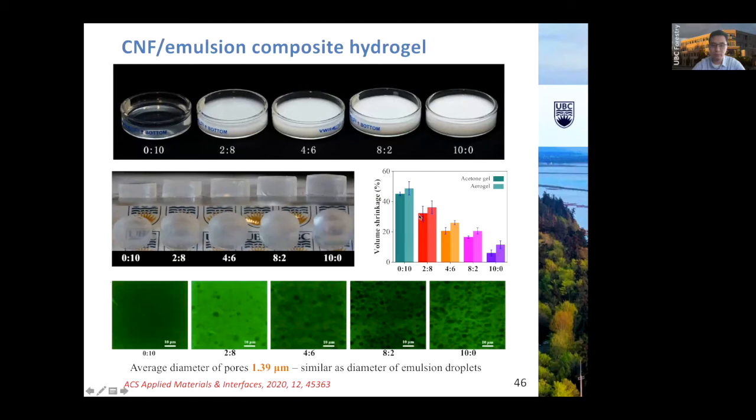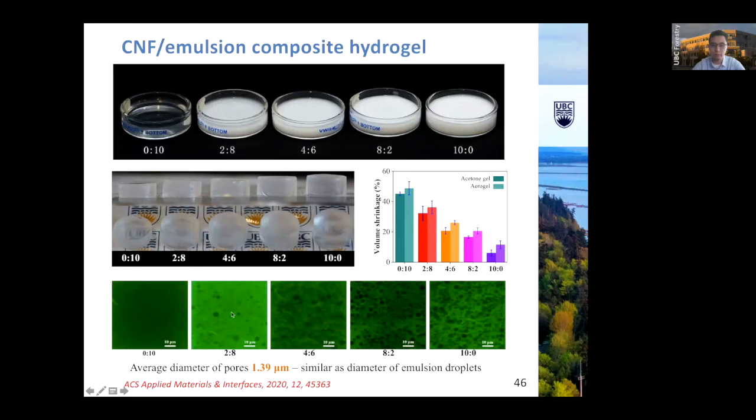And then there's a volume shrinkage. They start from the same height and the same diameter, but after that you can see that without the emulsion it shrinks a lot, and with 100% emulsion there's a much higher volume retention. This is because if you have spheres in there, the spheres will resist the stress, right? During the drying and the solvent exchange, there will be stress induced in there, so the spheres reduce the stress.